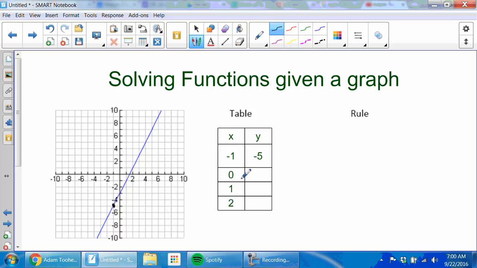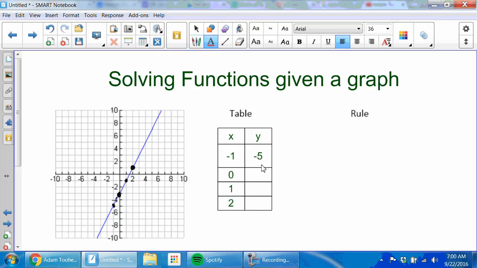My next one would be at 0. When I'm at 0, the line hits at -3. When I'm at 1 on my x-axis, it hits at -1. When it's at 2 on the x-axis, it hits at +1. So now that I have those dots, I fill in my points. So it was 0, -3, 1, -1, and it was 2, 1.